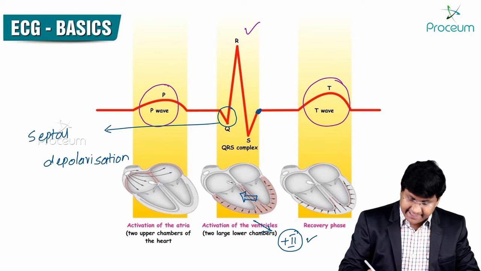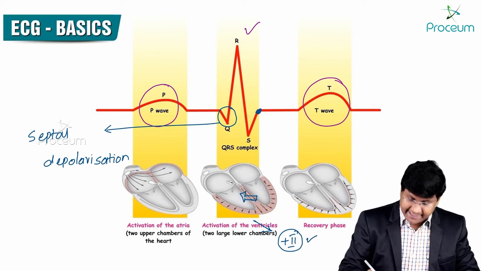Okay? You see this. You see this is your inferior surface of the heart. Lead 2, lead 3 and as well as AVF, they pick up the electrical activity from the inferior surface of the heart. And you see, this is your lateral wall of the heart. And from the lateral wall of the heart, I said lead 1, AVL, V5, V6, they pick up the electrical activity from the lateral wall of the heart.